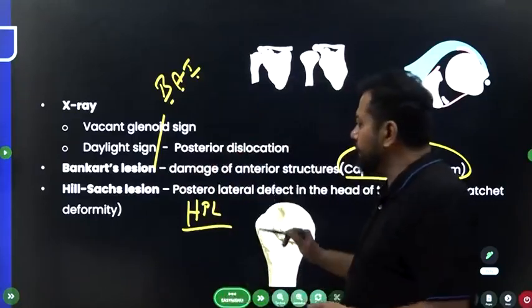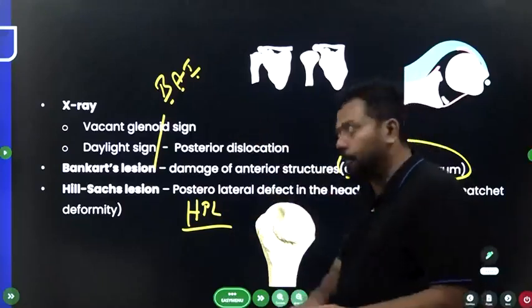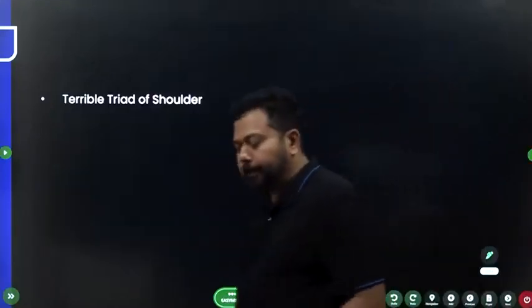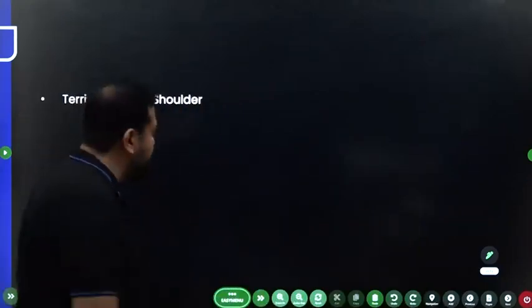Okay, so Hill-Sachs is a posterolateral defect in the head of the humerus. So don't forget these 2 mnemonics. And then, what do you mean by terrible triad of shoulder? Once you know these two lesions, terrible triad is child's play.